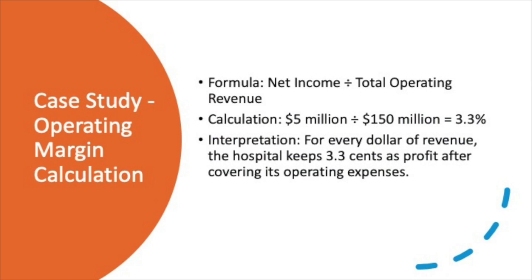First, let's calculate the operating margin. To do this, we'll divide the net income by the total operating revenue. So that's $5 million divided by $150 million, which gives us an operating margin of 3.3%. This means that for every dollar of revenue, the hospital keeps 3.3 cents as profit after covering its operating expenses.